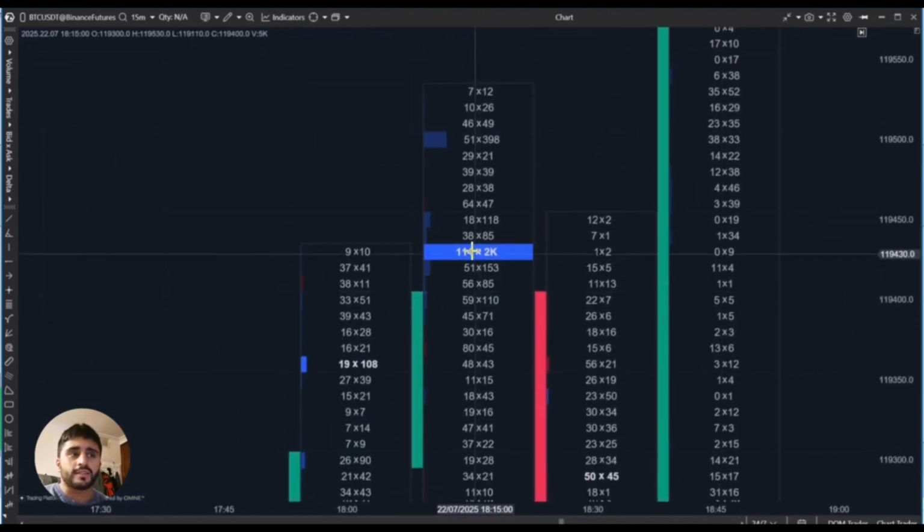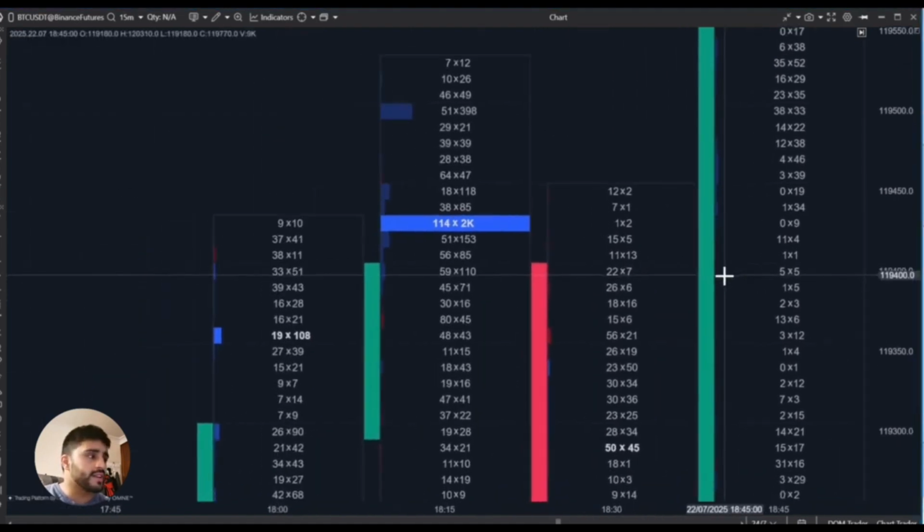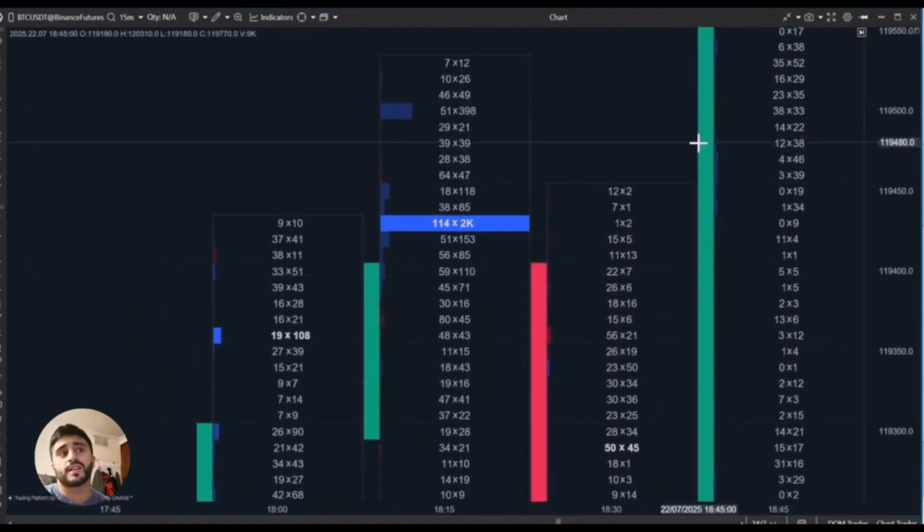So we saw price giving us 114 for 2K, right? 114 for 2000. Now, what does that mean and why is that important? Well, the reason that's important is because you need to understand what the left and the right number represent. So the left number represents the total number of aggressive sellers, right? That is the bid. They are going in with sell market orders, right?